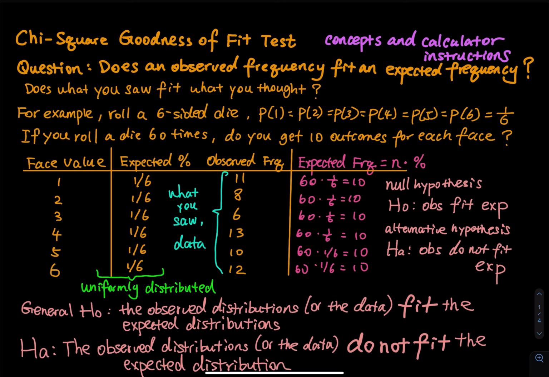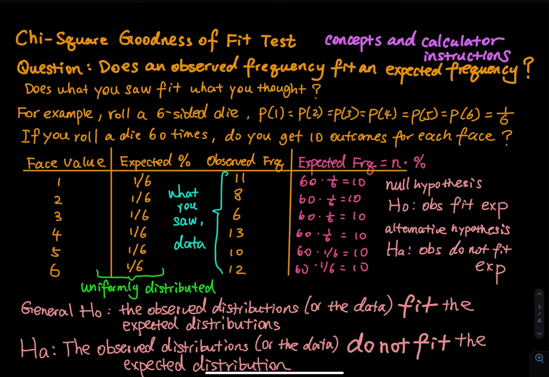So let's say you flip a coin. What is the probability to get a head? 1/2. What is the probability to get a tail? 1/2. Okay, 1/2, 1/2, right? 50-50. So if I flip a coin 10 times, that means I will get 5 heads and 5 tails. So the 5 heads and the 5 tails are your expected frequency. How about the observed frequency? Observed frequency is when you pick up a real coin, flip the coin 10 times, and then write down how many heads and how many tails.